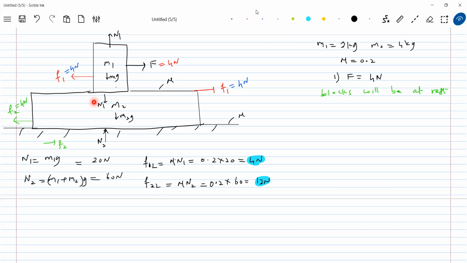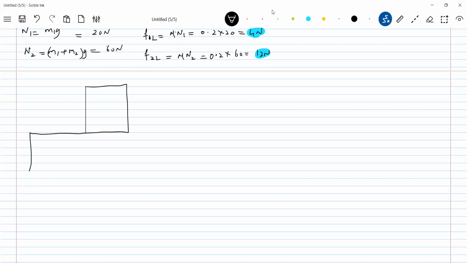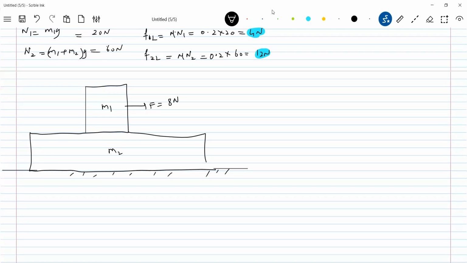Okay, got it, no? So let's take the next condition. I'll make it 8 Newton. Second case, let F equal 8 Newton. I'm just asking you to analyze here so that what happens will be easy for you. And the same values, the applied force is now 8 Newton. And this is rough.